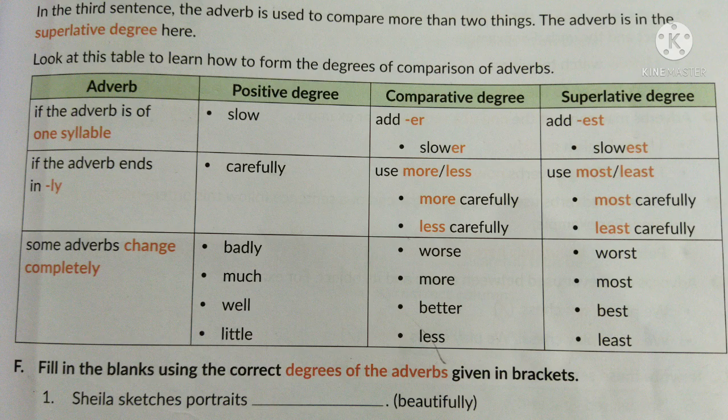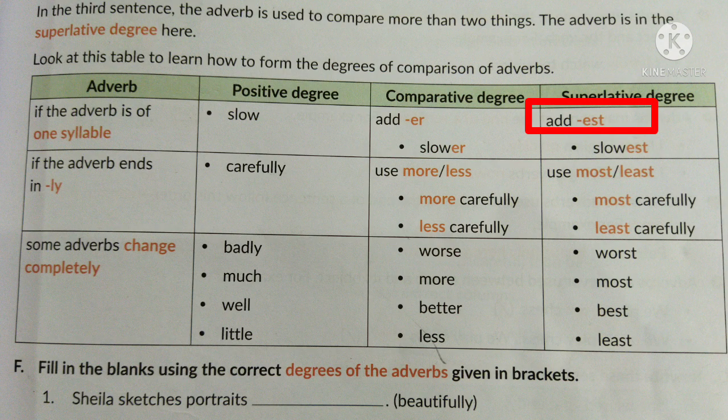If the adverb is of one syllable, what does it mean, class? When we talk about one syllable, it means you have to find one vowel sound in the word. Let's take an example, the word slow. It's an adverb. In the positive degree, it is slow. When you add er to it, it becomes the comparative degree, slower. And when you take the superlative degree, you add est to it, and it becomes slowest.